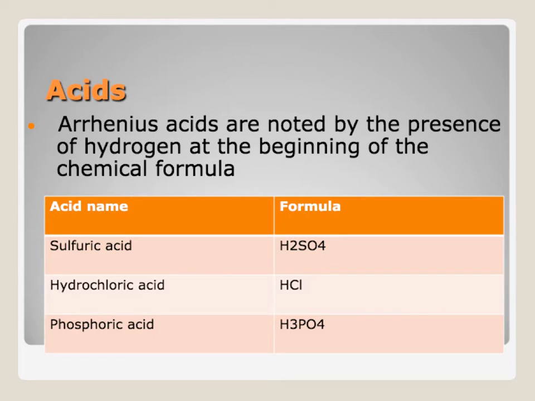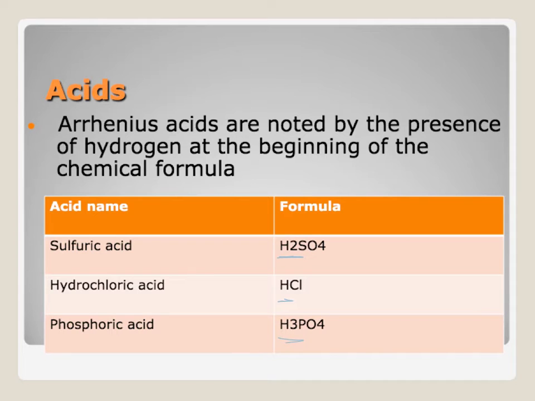The simplest form of an acid is an Arrhenius acid, which we can recognize because it has that H at the beginning. That's what we've been talking about, like H2SO4, HCl, H3PO4. Now, what do you see? Just think about it, maybe pause for a minute. What's wrong with those formulas?